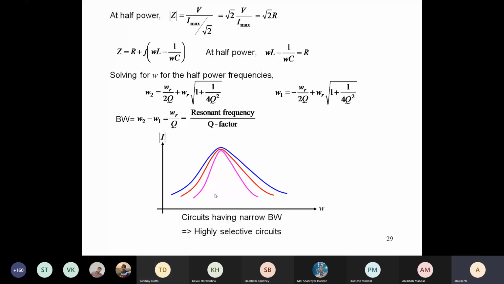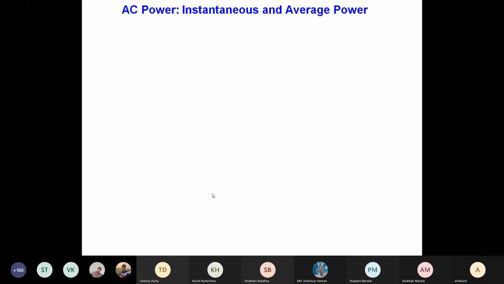Since we are doing AC, these are the different phenomena observed in AC circuits, and we will have to handle them. Now the next topic is the power in AC circuits, AC power.